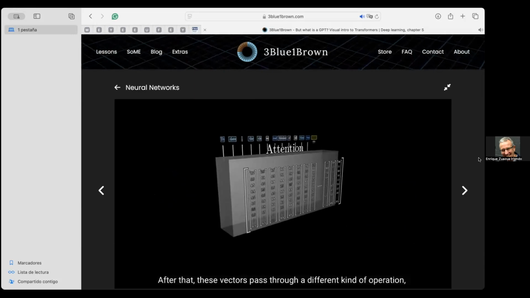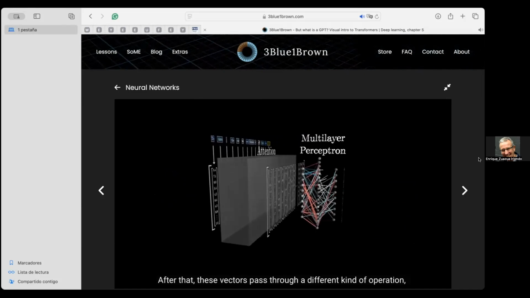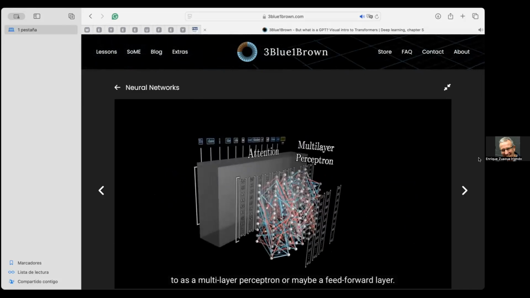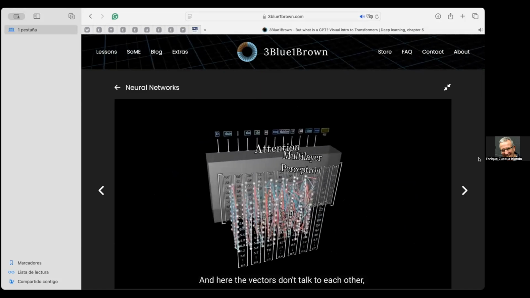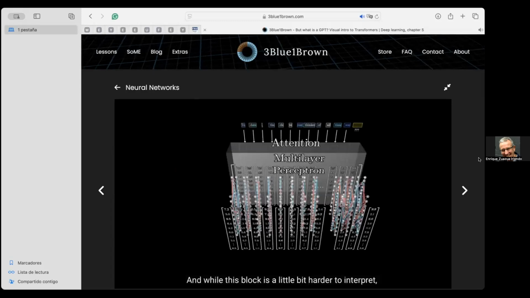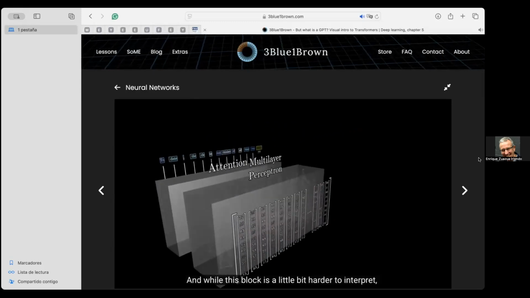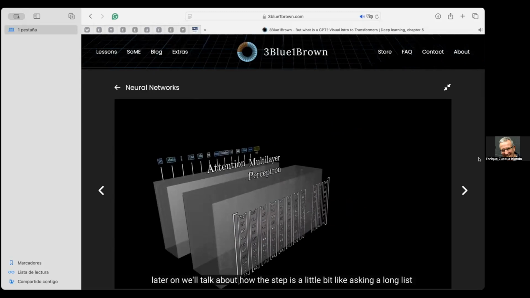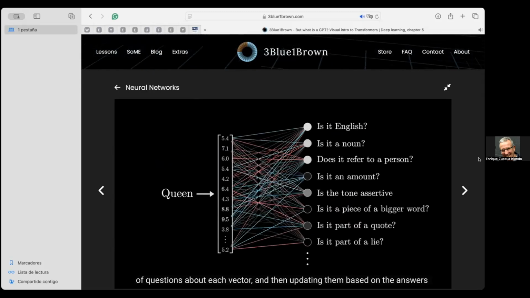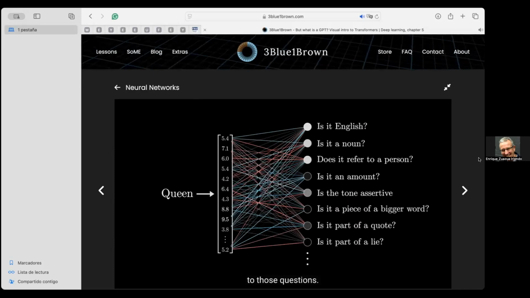After that, these vectors pass through a different kind of operation, and depending on the source that you're reading, this will be referred to as a multi-layer perceptron or maybe a feed-forward layer. And here, the vectors don't talk to each other. They all go through the same operation in parallel. And while this block is a little bit harder to interpret, later on we'll talk about how this step is a little bit like asking a long list of questions about each vector, and then updating them based on the answers to those questions.